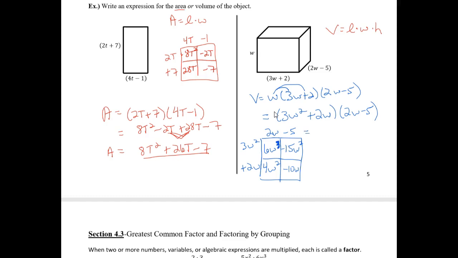So now we write out everything, all the terms that we found. So 6w cubed minus 15w squared, positive 4w squared, minus 10w. Then I find my like terms. So I have some w squareds here. 6w cubed, and then negative 15w squared plus 4w squared is negative 11w squared, minus 10w. And that's as far as we can go. But as you can see, it's really easy to lose a sign, lose an exponent, so just make sure that you're double checking yourself and keeping track of all that.